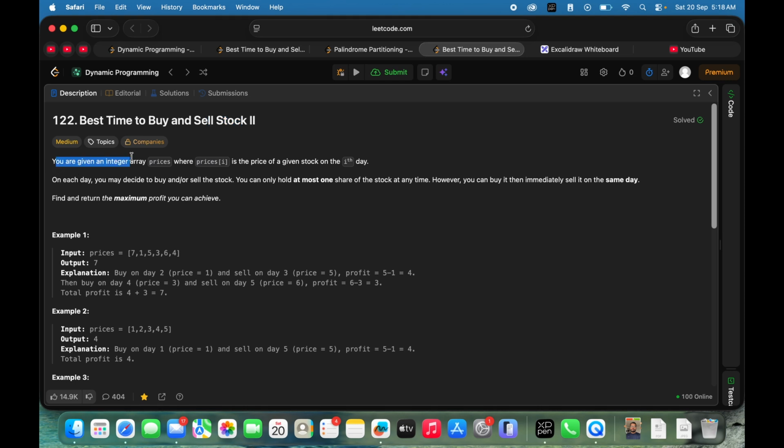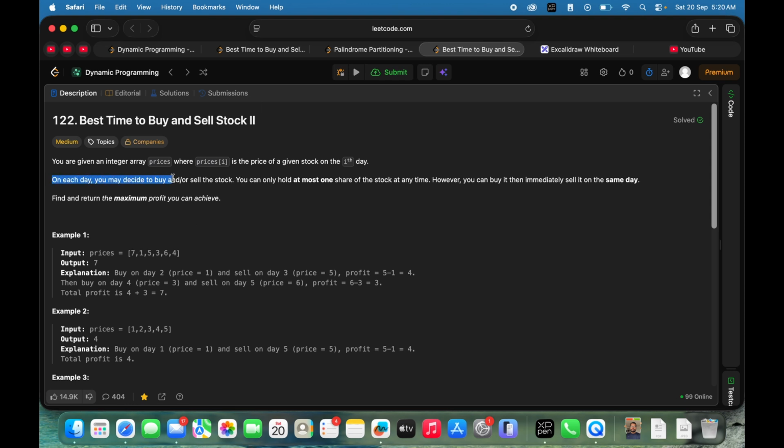You are given an integer array prices where prices[i] is the price of a given stock on the ith day. So basically there is some random stock, maybe an Apple stock, Google stock, whatever it is, and we are given a list of prices of that stock on different days. So on the first day the price is 7, the next day is 1, the next day is 5, then in the same way we have 3, 6 and 4 for different days.